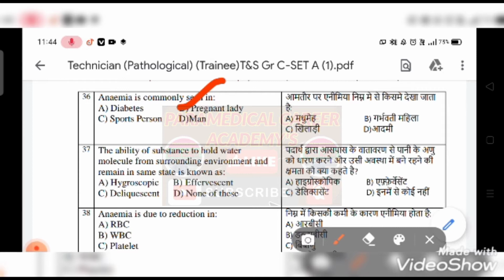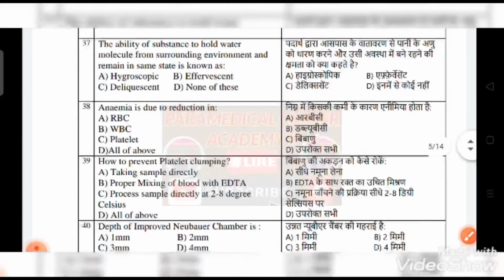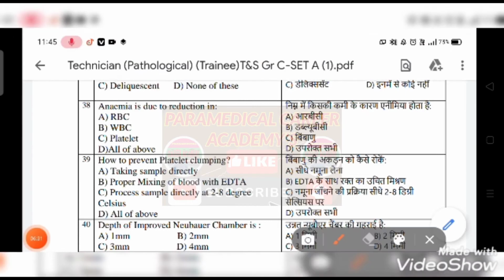37th question. The ability of substance to hold water molecules from surrounding environment and remain in same state is known as? Answer is A, hygroscopic. 38th question. Anemia is due to reduction in? Answer is A, RBC. 39th question. How to prevent platelets clumping? Answer is B, proper mixing of blood with EDTA.